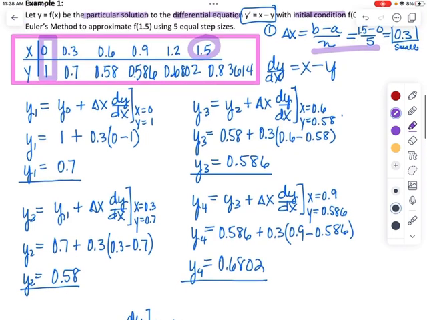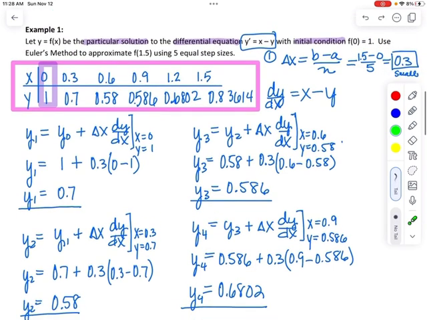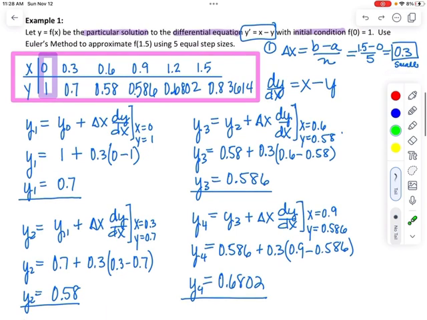So we have delta x equal to b minus a over n, which is 15 minus 0 over n. You see that this ends up equaling 0.3. That's not super small, but it's a small value for delta x. So we have delta x, and we start off with y sub 1.